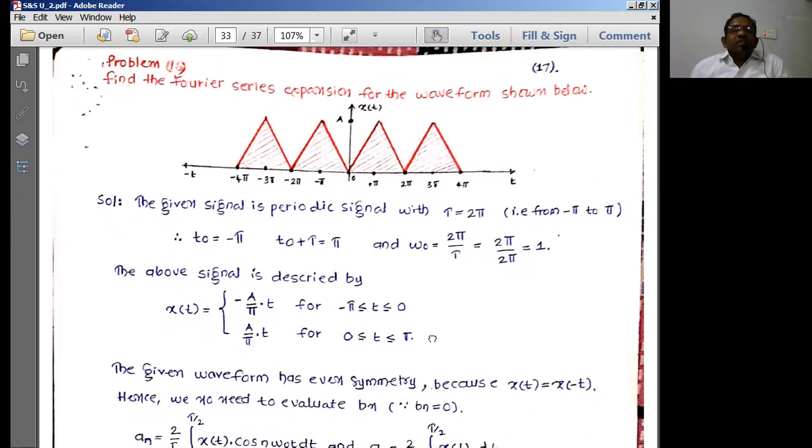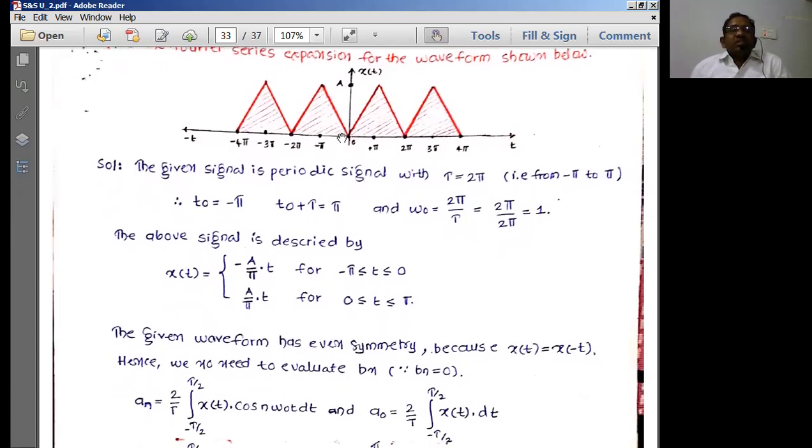So how can I describe the above signal? See, this is a ramp. From 0 to pi, there is an increasing ramp. From pi to 2 pi, a decreasing ramp. That means one ramp is increasing and one ramp is decreasing. Now I'll be taking the limits as minus pi to plus pi. When I take minus pi to plus pi, I can divide this as minus pi to 0, and 0 to plus pi. Are you understanding now?